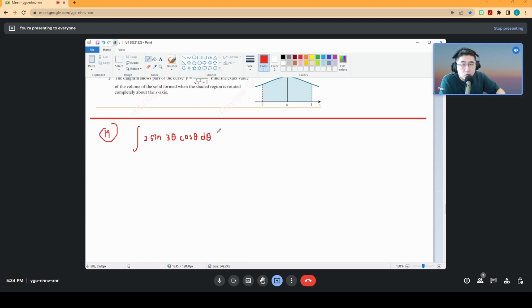From trigo rules, this is in the form of 2 sine A cos B. We can change this into sine of A plus B plus sine of A minus B. Of course, you are expected to know how to apply the rule. Then you now have a sine of 4 theta plus a sine of 2 theta. So you can see that initially it was multiplication, and now it is changed into plus minus.